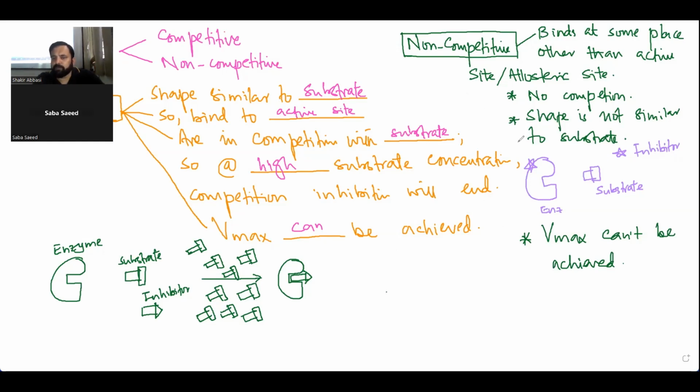Now, the non-competitive inhibitor binds to a place other than the active site. This is the substrate. This is the non-competitive inhibitor. Its shape is not similar to the substrate. It will bind somewhere else. So unless this non-competitive inhibitor leaves, the enzyme won't work, no matter how big the substrate amount is. So Vmax can never be achieved with a non-competitive inhibitor.